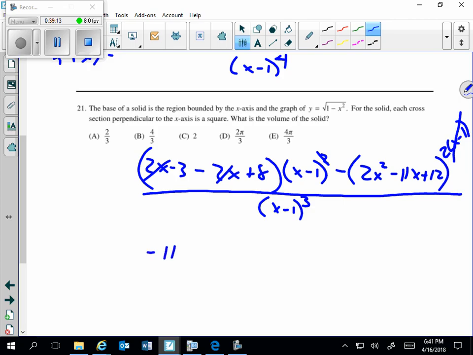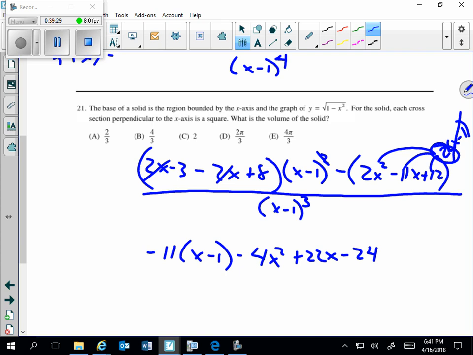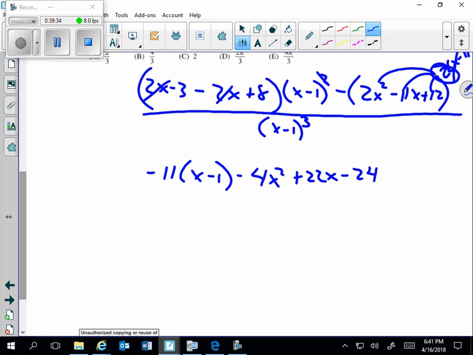I get negative 11 times x minus 1 minus 2 minus 4x squared plus 22x minus 24, distributing the 2 into those terms and the negative sign. Woo! All right, this is a fun one. Do I care about the bottom? I don't, but I'll keep it in there just for the fun of it. Why? Because I'm looking for where this fraction is equal to 0, and this fraction is equal to 0 when the top is 0. So all I really care about is the top.